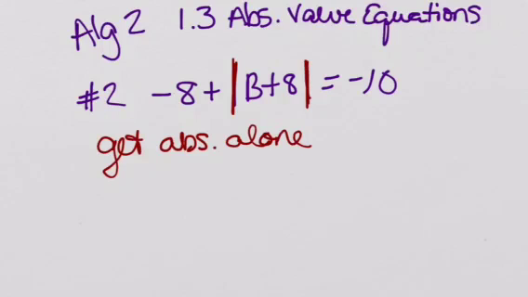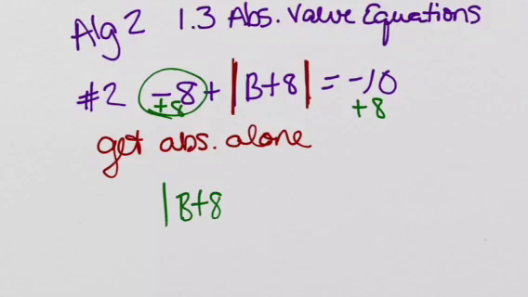So I'm going to go ahead and undo any adding and subtracting, and then undo any multiplication or division. If you notice here, this -8 needs to go. So in order to undo a -8, let's go ahead and add 8 to both sides. So what I end up with is the absolute value of b plus 8 equals -2.